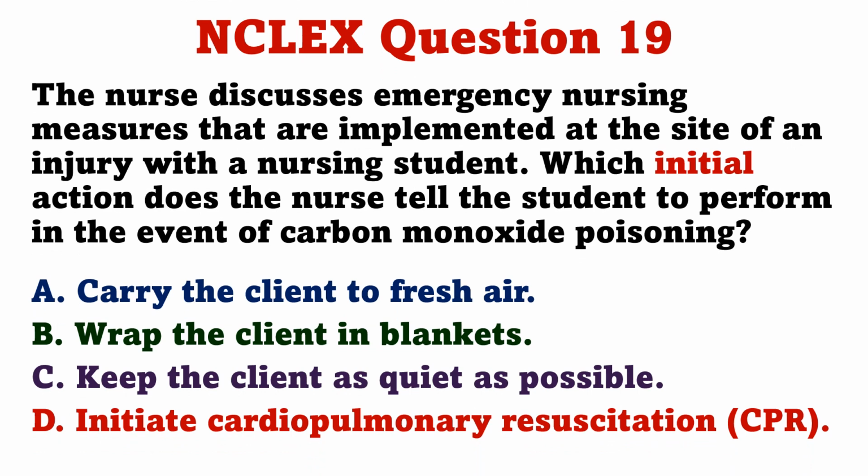Question 19. The nurse discusses emergency nursing measures that are implemented at the site of an injury with a nursing student. Which initial action does the nurse tell the student to perform in the event of carbon monoxide poisoning? A. Carry the client to fresh air. B. Wrap the client in blankets. C. Keep the client as quiet as possible. D. Initiate cardiopulmonary resuscitation.